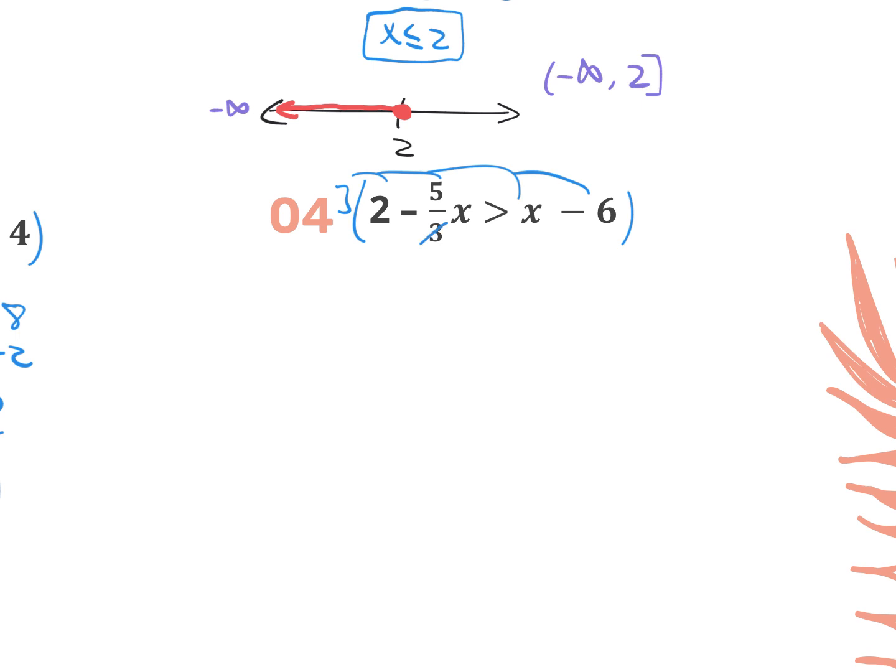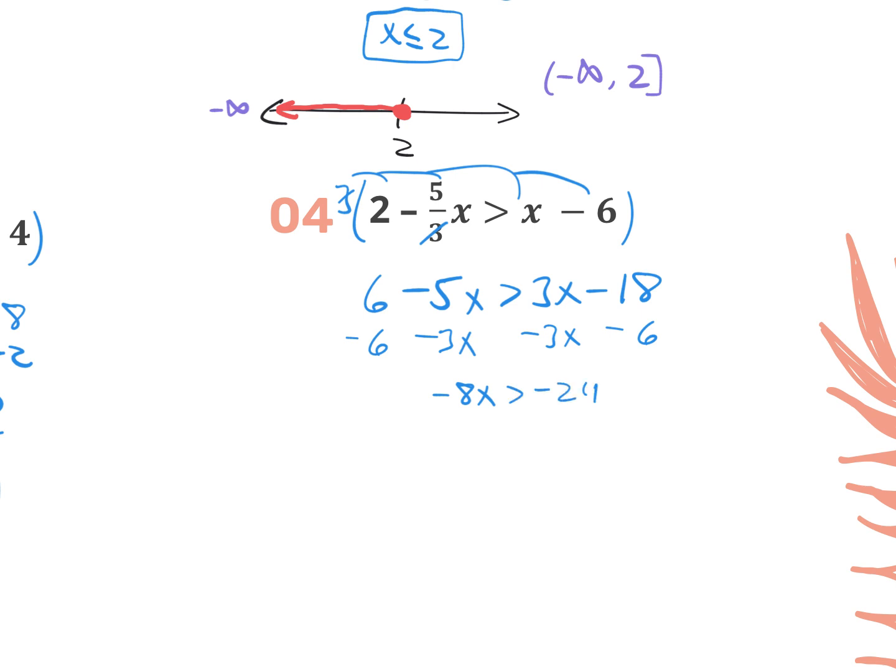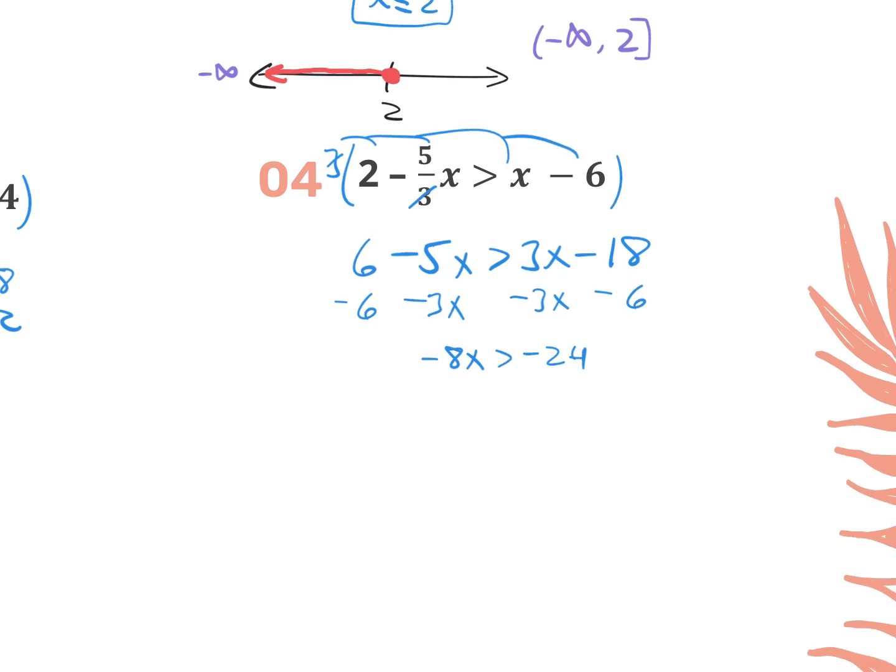And then that 3 is going to cancel with this 3, and then you have minus 5x. 3 is going to multiply with everything else. So we're going to get 6 minus 5x is greater than 3x minus 18. And then solve for x, so let's subtract 6 and subtract 3x. So we get negative 8x is greater than negative 24. And then you can divide both sides by negative 8.